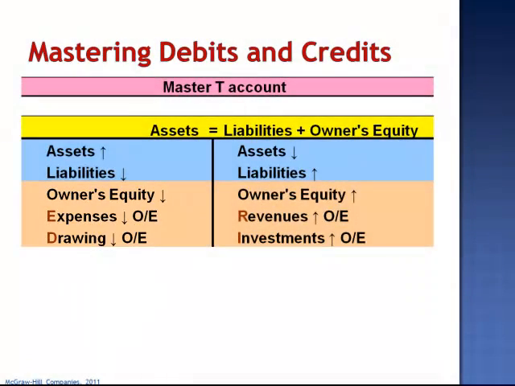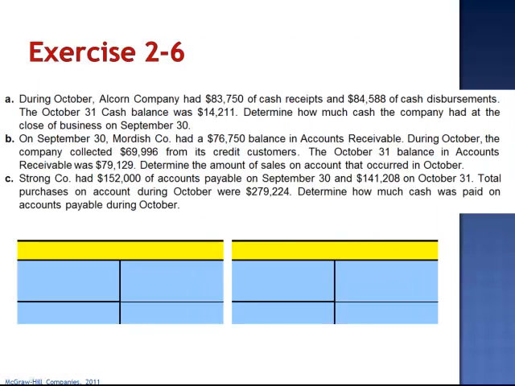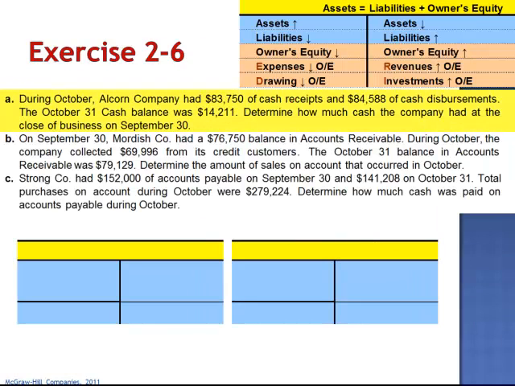So now let's use this information to solve exercise 6. There's our Master T account, and letter A says that during October, Alcorn Company had $83,750 of cash receipts and $84,588 of cash disbursements. The October 31st cash balance was $14,211. Determine how much cash the company had at the close of business on September 30th, the beginning of the month balance.